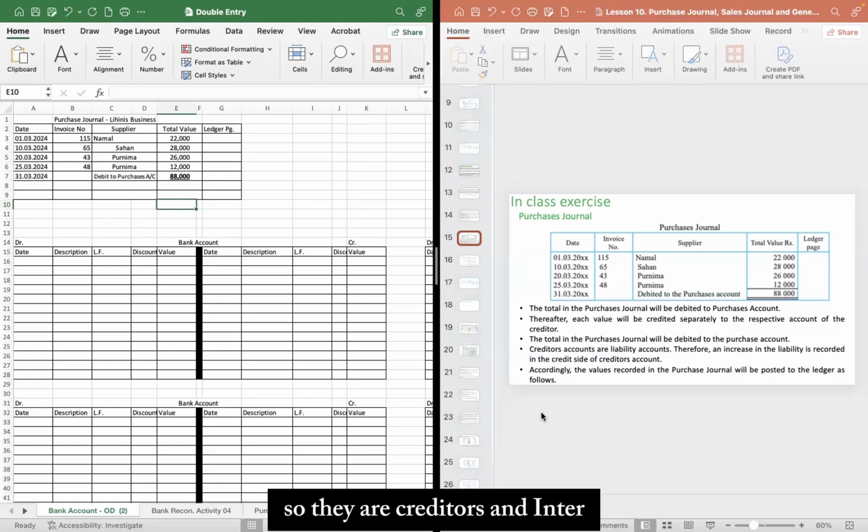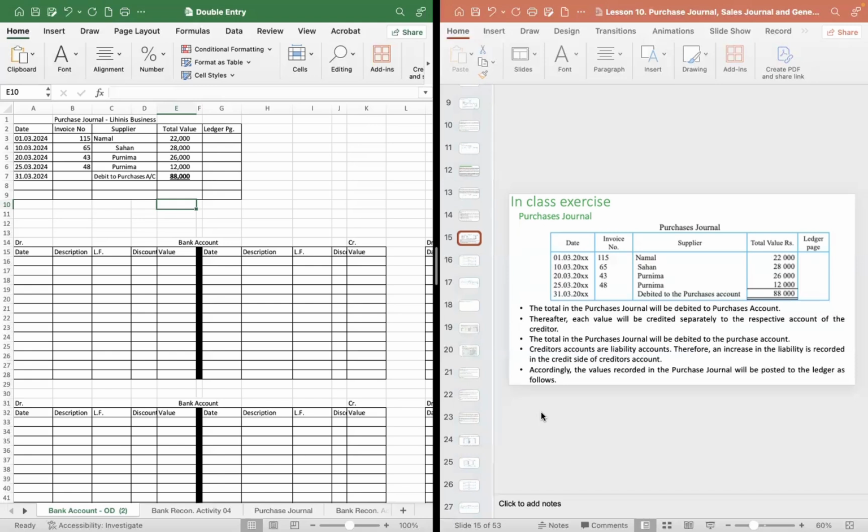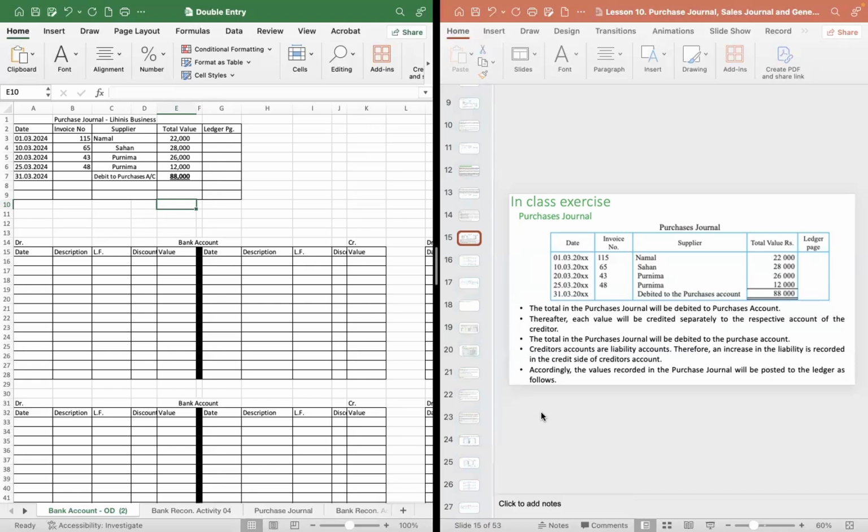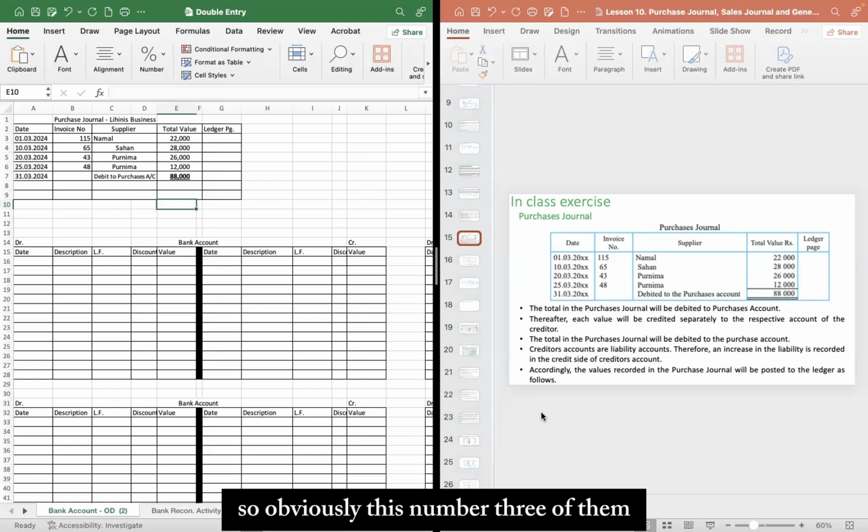So they are creditors. Now, in terms of Namal, who is Lihini? Lihini is a debtor. From Namal's side, Lihini is a debtor. But we are now talking about Lihini's business. So obviously Namal, Sahan and Purnima, three of them, are our suppliers who have supplied on credit. So they are creditors.